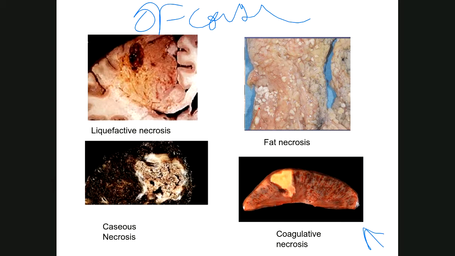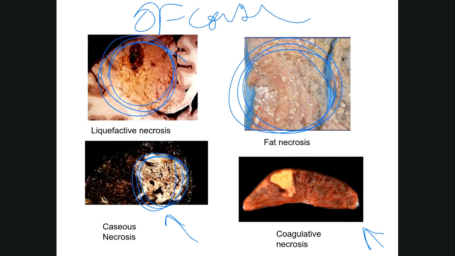No. You have over there the lung. See over here, that looks like cheese. You have fat over there. And this is a piece of brain over there, liquefactive. And the coagulative over there in the kidney. The heart creates these kinds of necrosis too. Okay, coagulative. Pancreas, this one; the brain, this one; and the lung that you have over there.